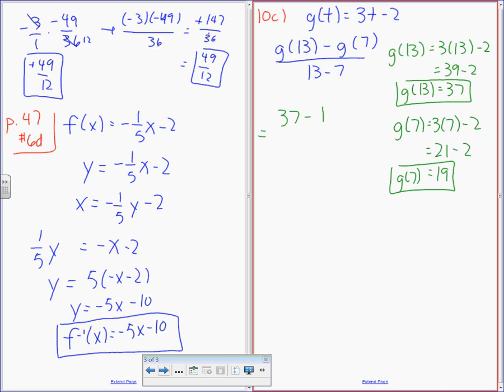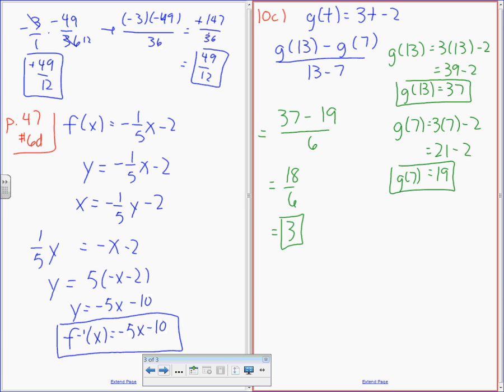Okay, so 37 minus 19 all over 6. You're okay with that algebra so far? Yes? Good? Okay, 37 minus 19 I think is 18. Is that right? Yeah. 18 over 6 equals 3, so that equals 3. Alright? So that's just a value.